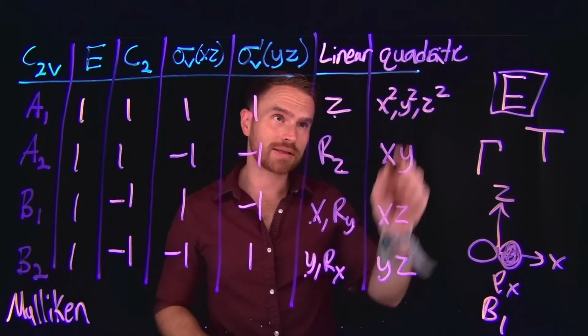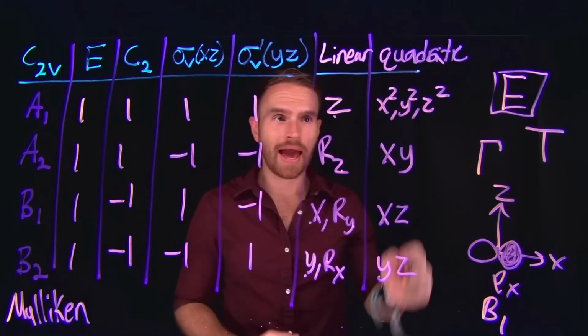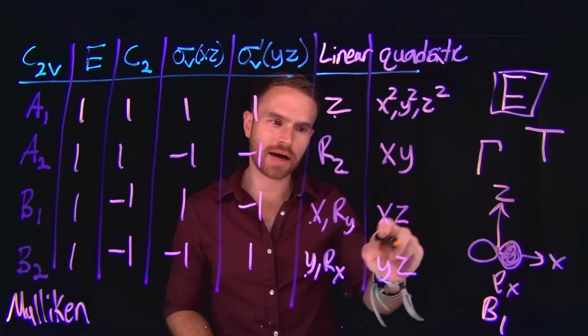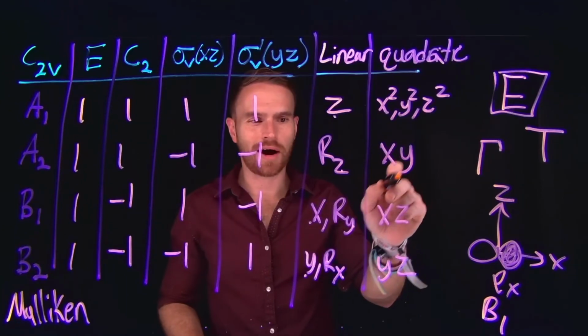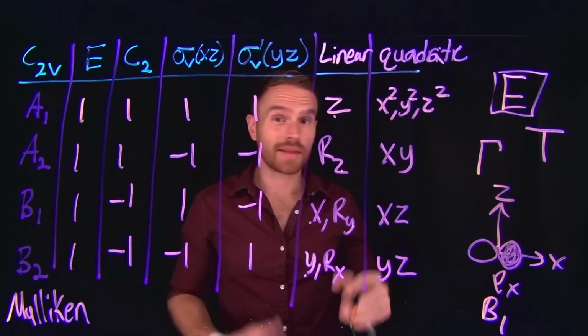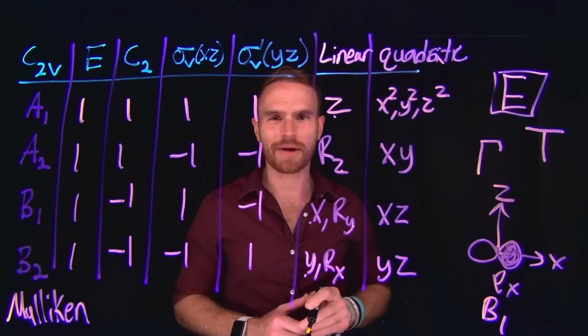And then notice that there's another column that corresponds to what are called quadratic functions, and what you should see is that these kind of look eerily similar to the d orbitals. The dxy, the dxz, the dyz. They also help us identify whether or not something is polarizable, which we'll talk about later in this class.